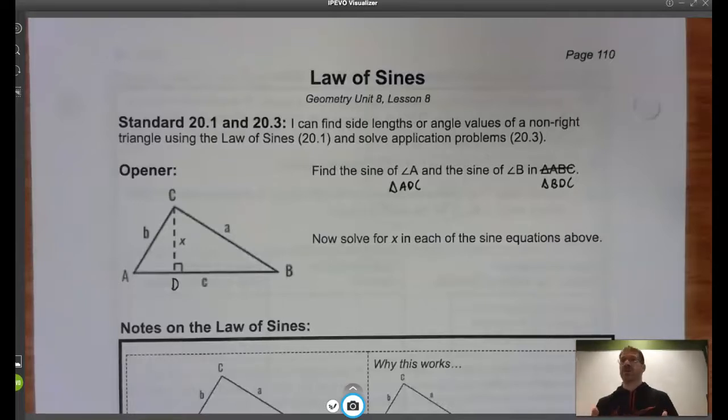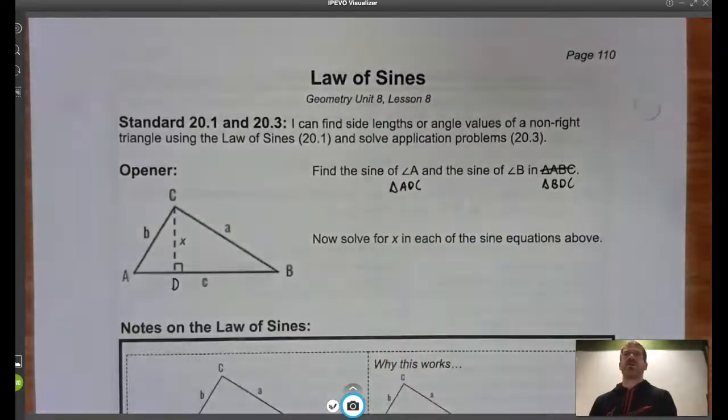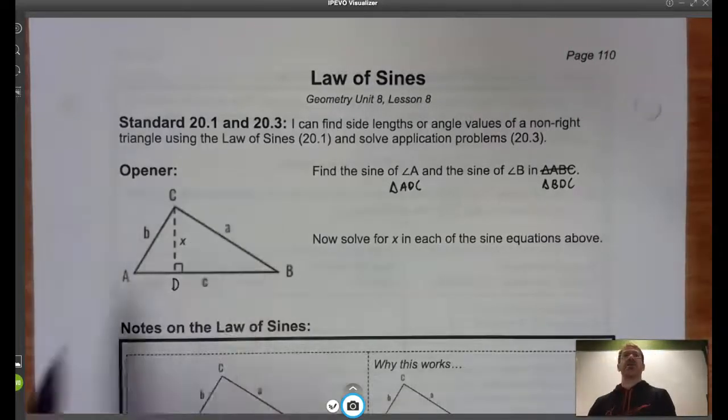And we're going to talk about two things. In our first lesson today, which is Unit 8, Lesson 8, on page 110, we're going to talk about the law of sines. And we're going to develop the law of sines from what we know about the area of a triangle. I'm going to get into that in just a minute. And then in our next lesson, we're going to talk about the law of cosines.